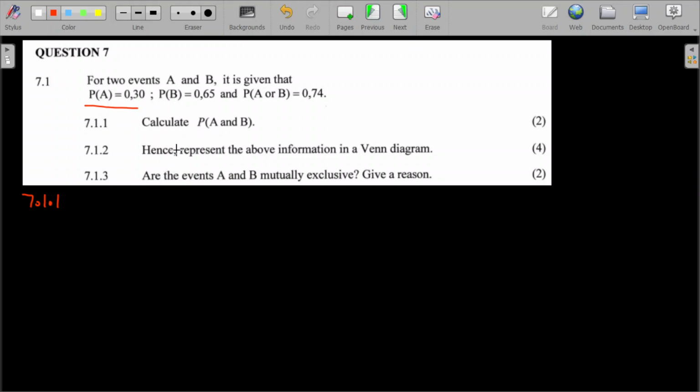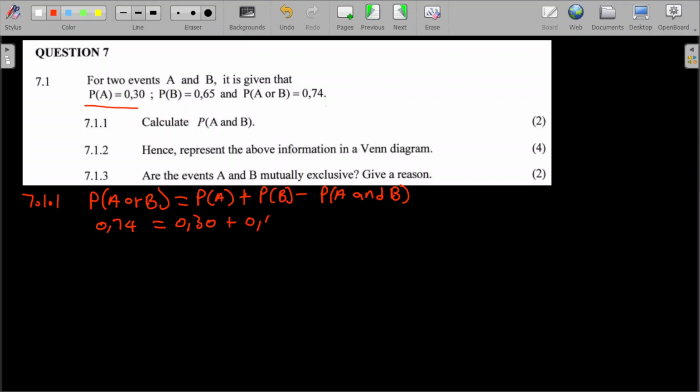So now it's 7.1.1. They're asking us to calculate the probability of A and B. How can we do that? We can do that by saying the probability of A or B is equal to the probability of A plus the probability of B, minus the probability of A and B. Now we substitute: 0.74 is equal to 0.30, plus 0.65, minus the probability of A and B.